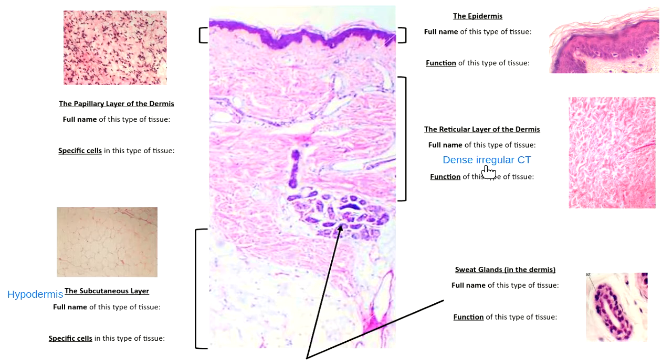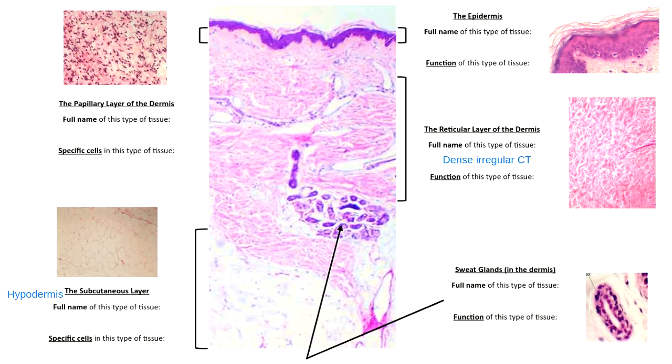That helps us, by the way, when we're thinking about the function of this type of tissue. What were some of the things that we said with our group is the function of dense, irregular connective tissue? What did we say about dense, irregular?